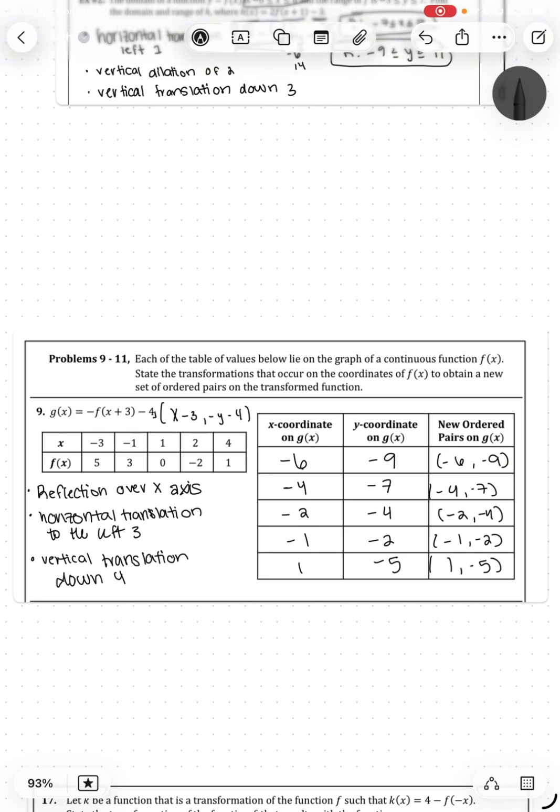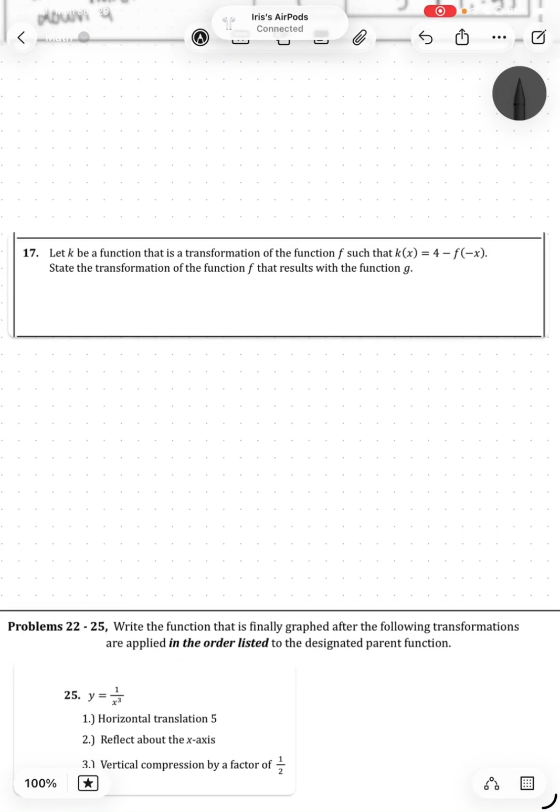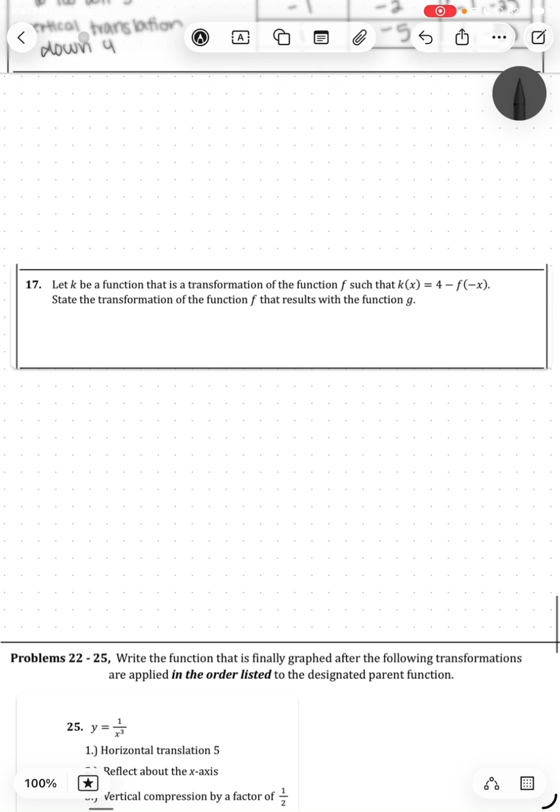Okay, moving on. For this problem, we need to write the descriptions for each transformation. It states, let k be a function that is a transformation of the function f such that k of x equals 4 minus f of negative x. State the transformation of the function f that results in the function k. What we can see here is that this is written funky. We know that we can put the 4 over here, and then k of x actually equals negative f of negative x plus 4.